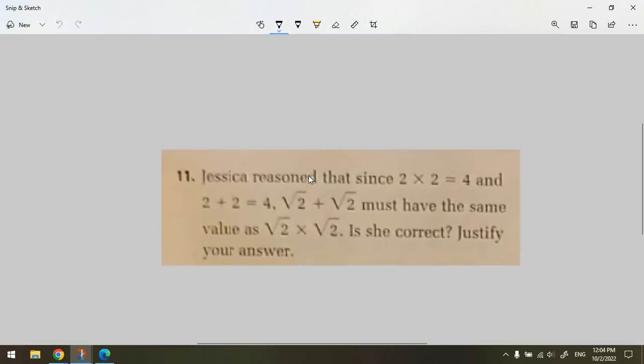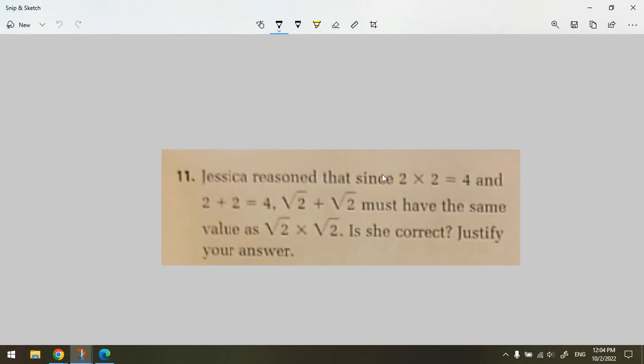All right, let's talk about Jessica. Jessica figures that since 2 times 2 equals 4 and 2 plus 2 equals 4, the root 2 plus root 2 must have the same value as the square root of 2 times the square root of 2. Is she correct? Well, what do you think, everyone? No, she's not correct. She's not correct because the square root of 2 is not 2.